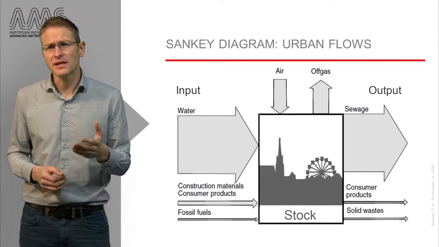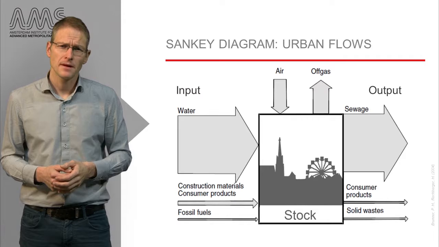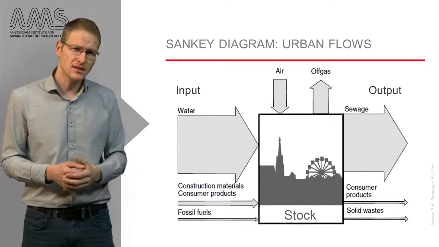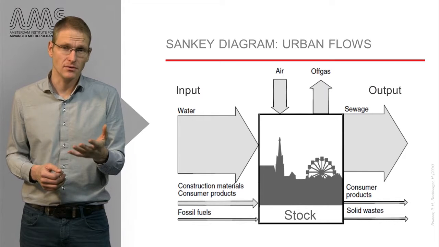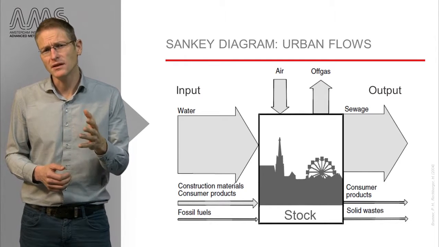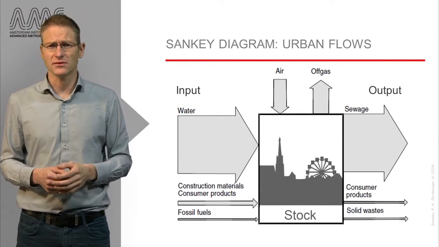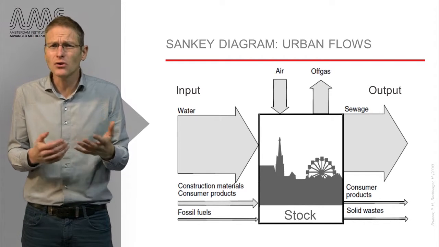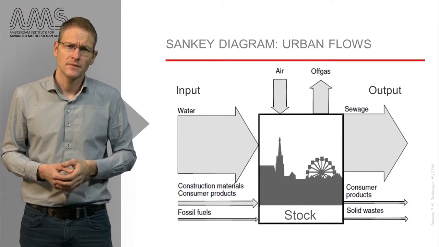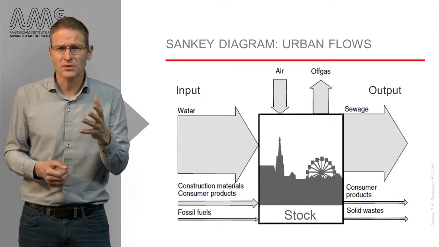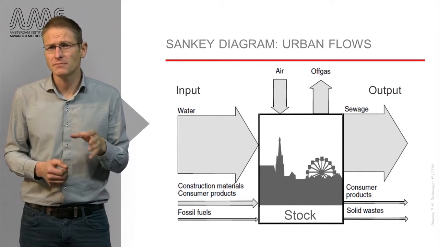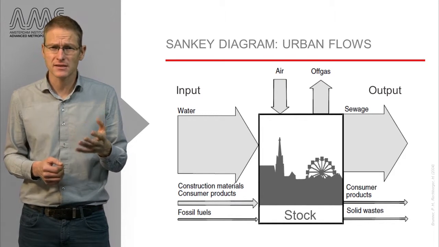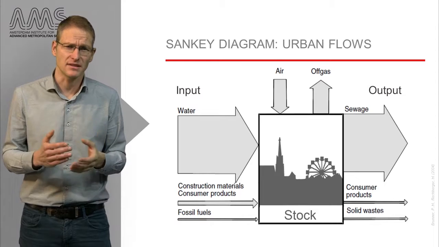But let us go back to the Sankey diagram of a city. As you can see from the diagram shown here, our city is very resource hungry, you may say. Especially water dominates the overall resource inputs. But the other important resources I mentioned earlier are also shown here. You can also see that the output side of the diagram is dominated by wastewater, but also that solid wastes, off-gases and consumer products are represented there.